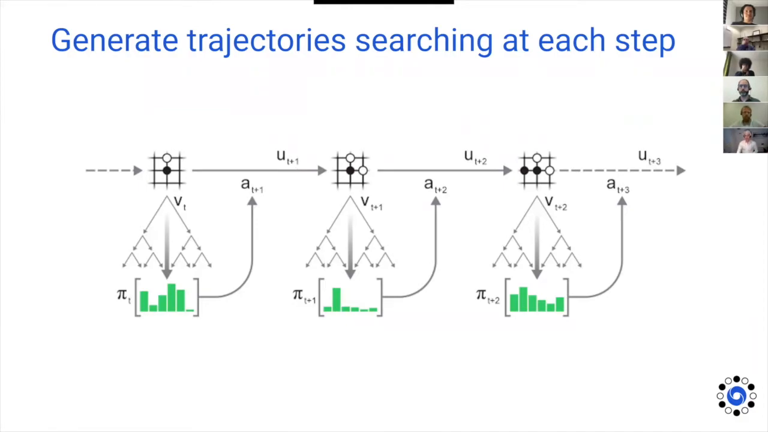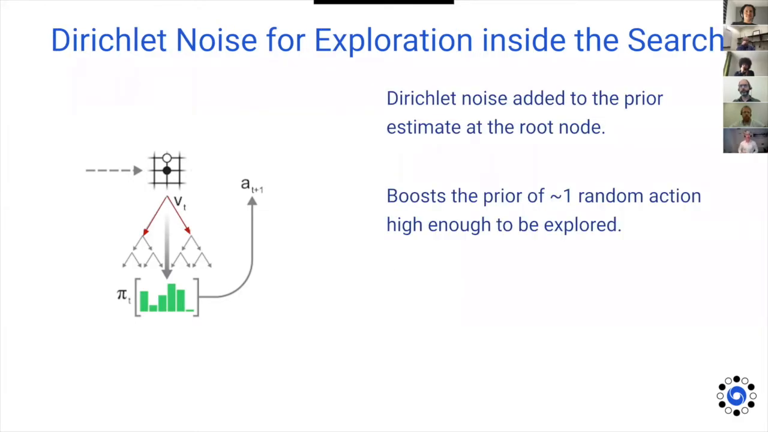There are two important points in this process related to exploration. The first is about Dirichlet noise and exploration inside the search. If we only perform search with the UCB formula I showed previously, naively, then we would never be able to explore actions that are assigned a prior of zero.